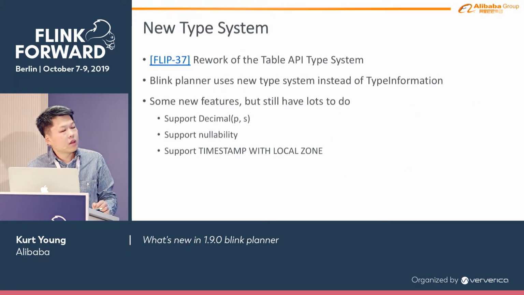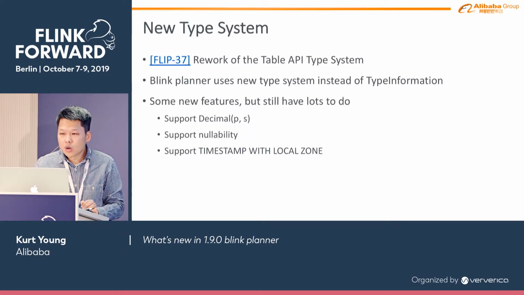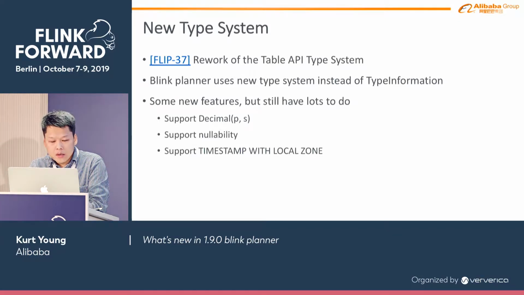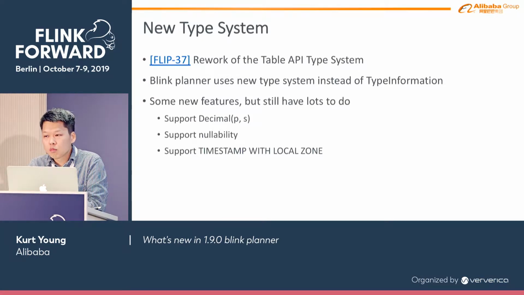As you may know, we reworked the whole type system in 1.9. We met a lot of limitations when we used type information before, because it comes from the runtime and it's different from SQL. So we thought about introducing a more SQL-compliant type system. And after introducing it, the Blink planner started to use it, so we don't use type information anymore.